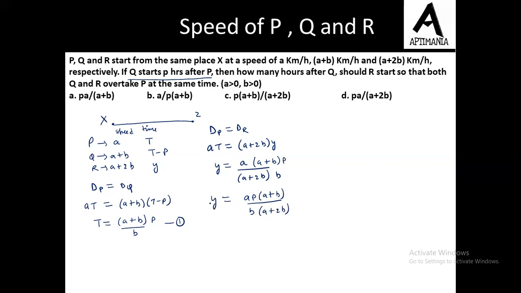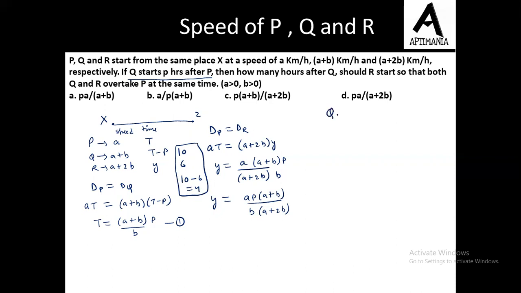Fine. Now, in the question, it is asked that how many hours after Q should R start? So R should start how much time after Q so that both Q and R overtake P at the same time. Now let us for example say that Q is taking 10 hours to cover the distance and R is taking 6 hours. So after how much time did R start? To find that we can simply subtract the time taken by R from time taken by Q. Fine. So this is just an example. So, in this case, we need to do the same. We need to find after how many hours after Q should R start.